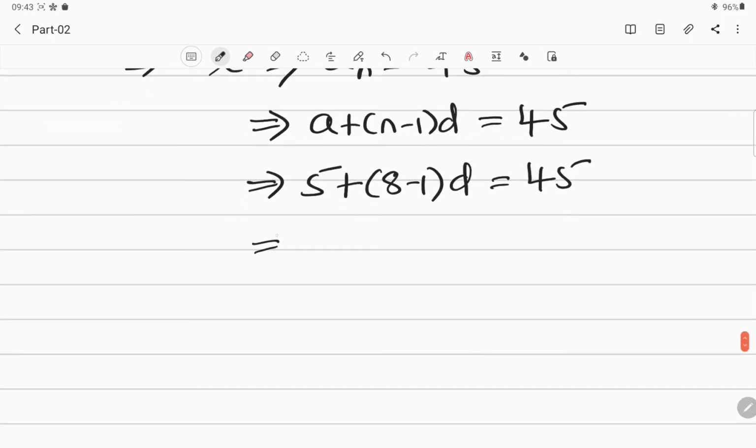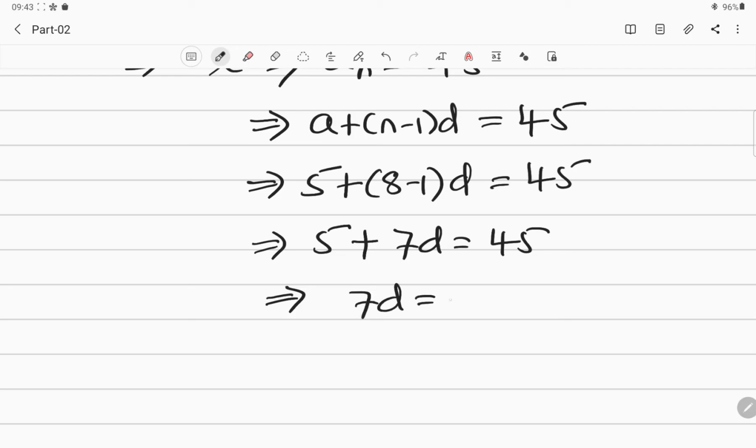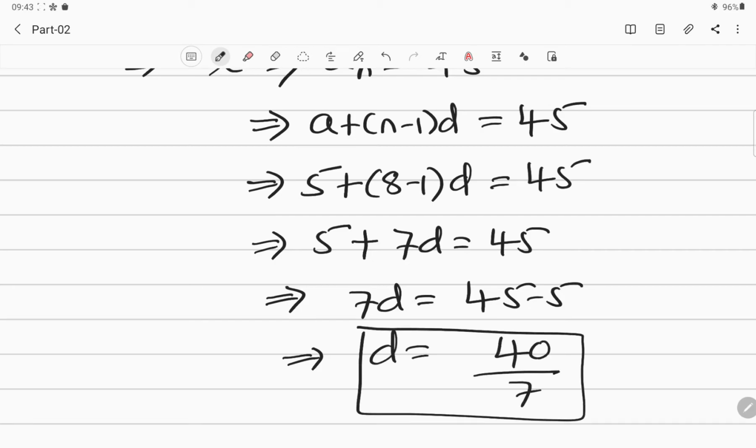Now easily you can find it out. That is 5 plus 8 into d, otherwise 8 minus 1 is 7. 7d is equal to 45. Then I am going to get 7d is equal to 45 minus 5. So that's why d is going to be 40 divided by 7. So this is the value of the common difference.